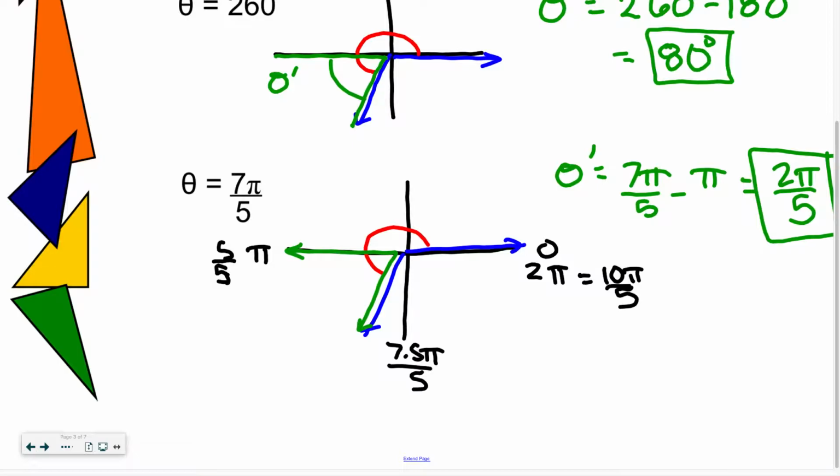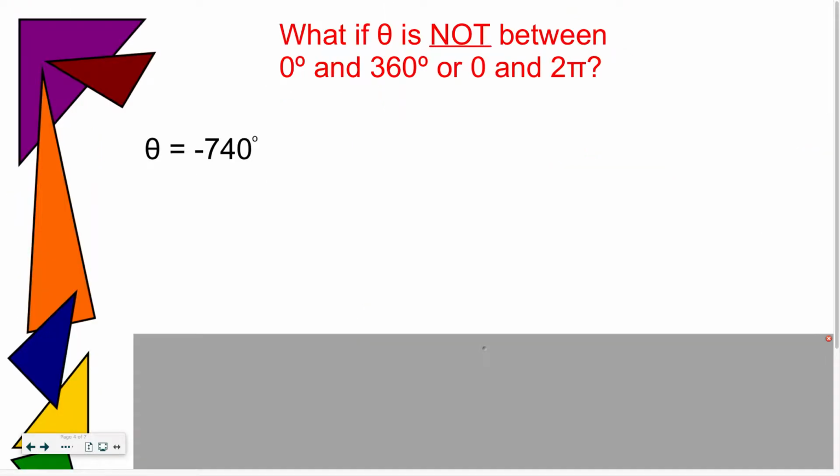All right, let's do 2 more. What if theta's not in the space we needed? I didn't even talk about that, right? Let's do theta equals negative 740. Well, it's negative, so now it's going clockwise.